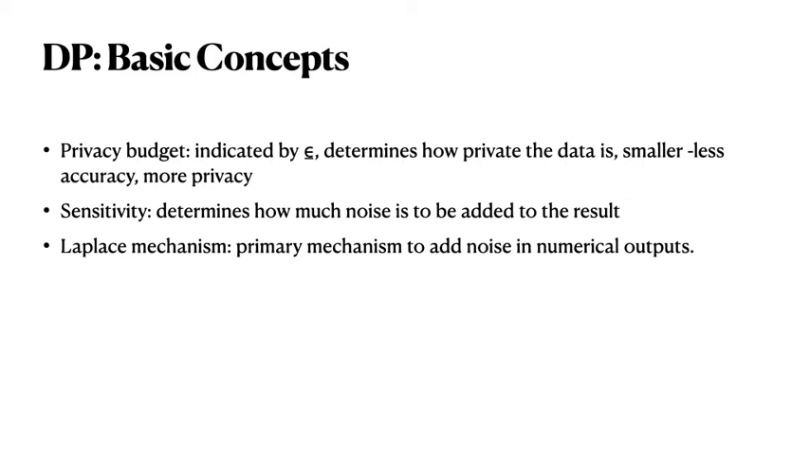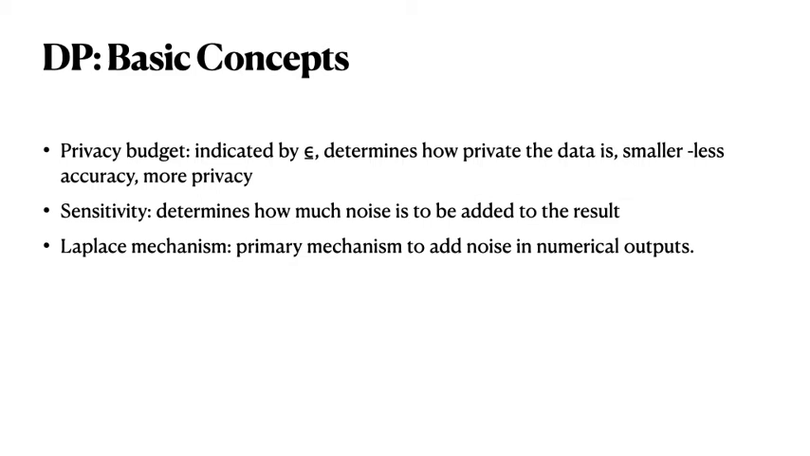Now, there are some basic concepts that need to be known when you talk about differential privacy. First is the privacy budget, which can be indicated by epsilon. This determines how private the data is. A smaller value of epsilon implies that there is more privacy, but at the same time, the data result that would be received by the analyst would be less accurate.